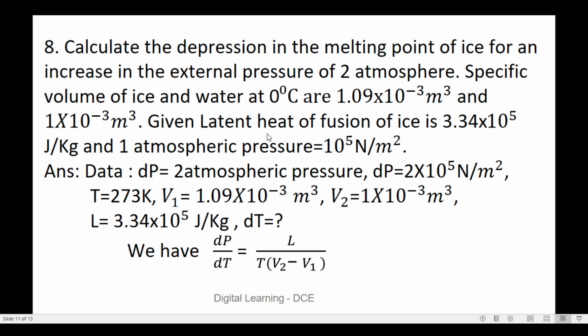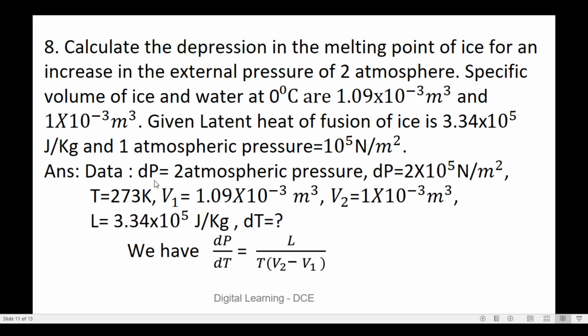So next problem: calculate the depression in the melting point of ice for an increase in the external pressure of 2 atmosphere. Specific volumes of ice and water at 0 degrees Celsius are 1.09 into 10 power minus 3 meter cube and 1 into 10 power minus 3 meter cube. Given latent heat of fusion of ice is 3.34 into 10 to the power of 5 joule per kg, and 1 atmospheric pressure equals 10 to the power of 5 Newton per meter square.